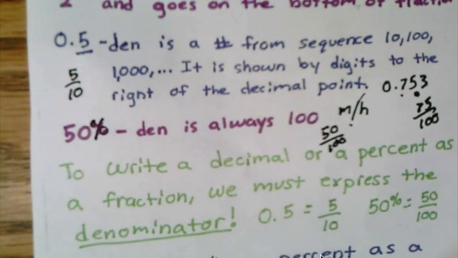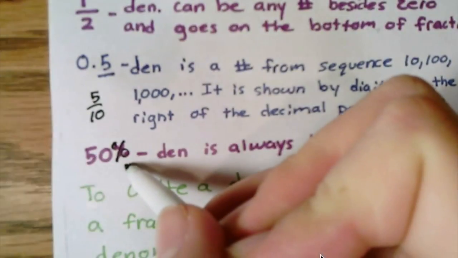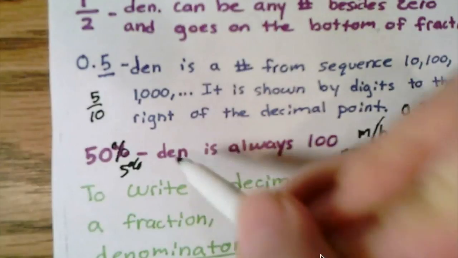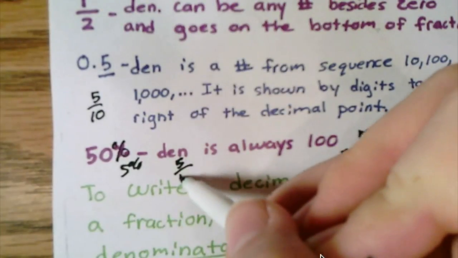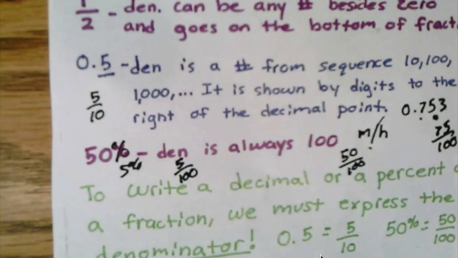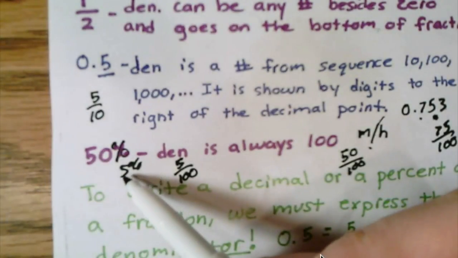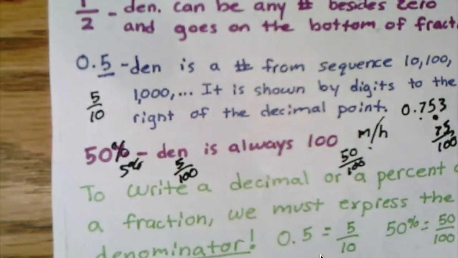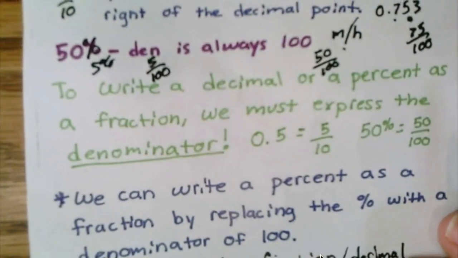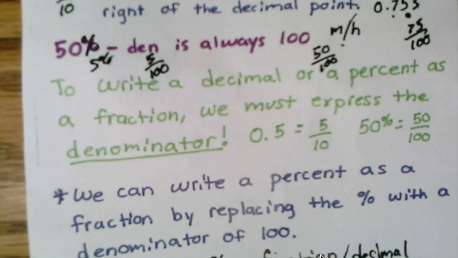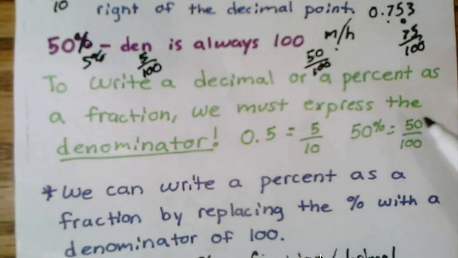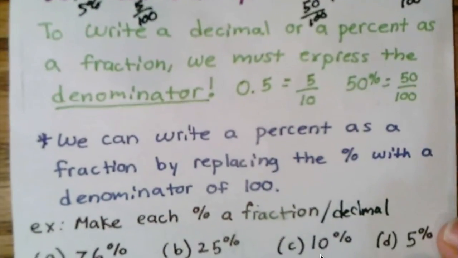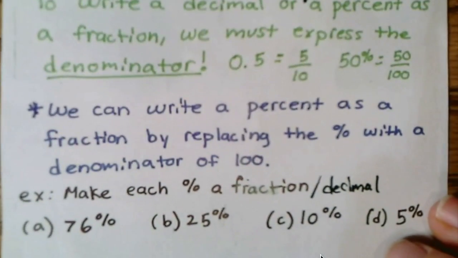All right? So that means that if this number was 5%, it's going to be written as 5 over 100. Not over 10. It doesn't matter if there's only one number here. It always goes over 100 if it was written with a percent. So to write a decimal or a percent as a fraction, we must express the denominator. So 0.5 equals 5/10 and 50% equals 50 100ths. We can write a percent as a fraction by replacing the percent with a denominator of 100.